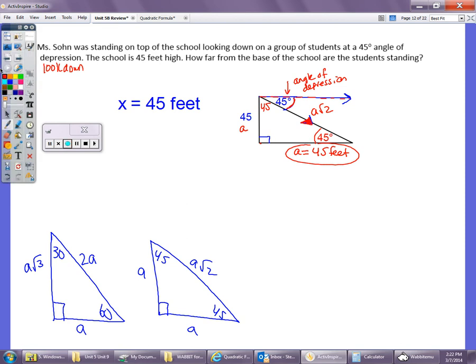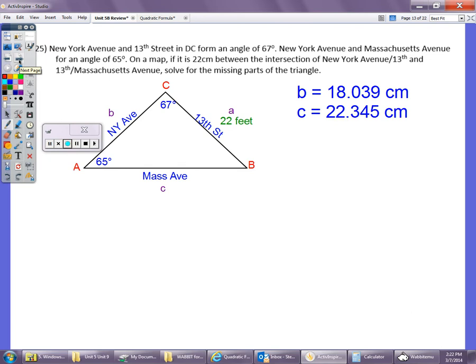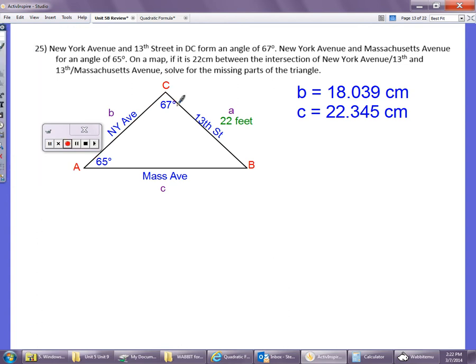Alright, the next one, I know that this setup was kind of hard, but they said New York Avenue and 13th Street in DC form an angle of 67 degrees. So here's New York Avenue, here's 13th, they do not run parallel, they actually form an angle. So because they form an angle, you know you're going to draw something with a corner. Here's your 67 degrees. Now New York Avenue and Massachusetts, that's another corner that you're going to draw, 65 degrees.